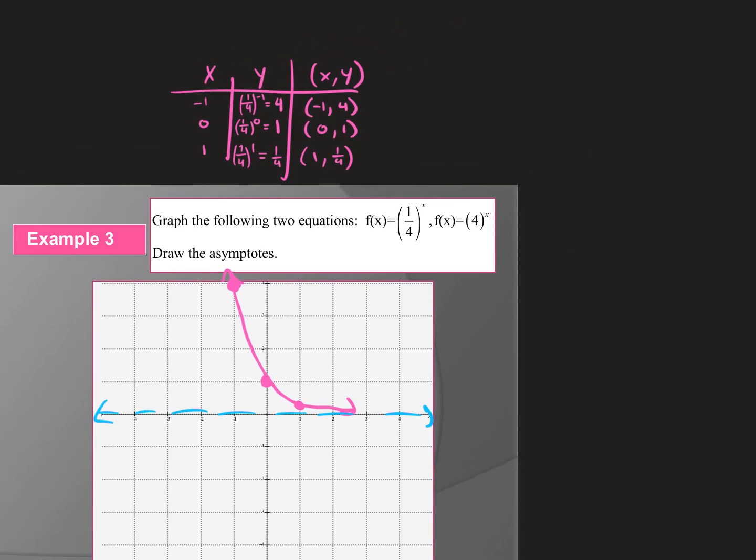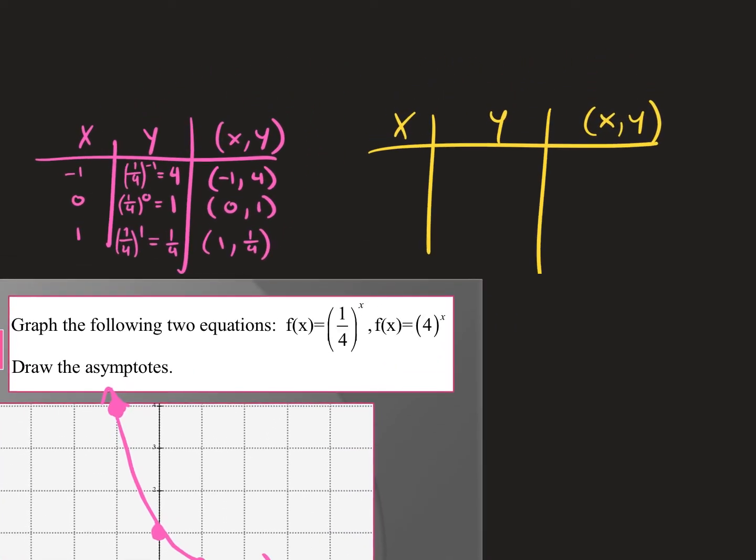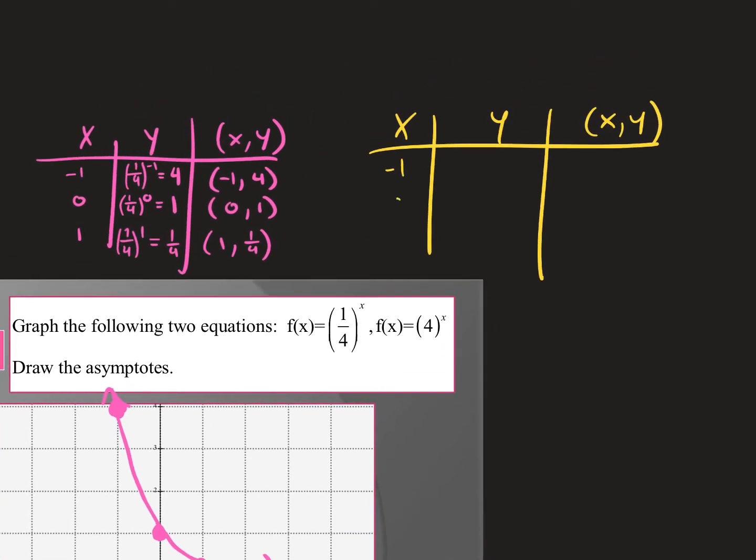Now we can do the same thing for 4 to the power of x. So I'm going to plug in values for x, get some values for y, and have my points. I'm going to plug in -1, 0, and 1. 4 to the power of -1, we take the reciprocal of it, so that would be 1/4. So I plugged in -1 and got 1/4. 4 to the power of 0 is 1. Anything to the power of 0 is 1, so 0, 1. And then 4 to the power of 1 is 4, so 1, 4.